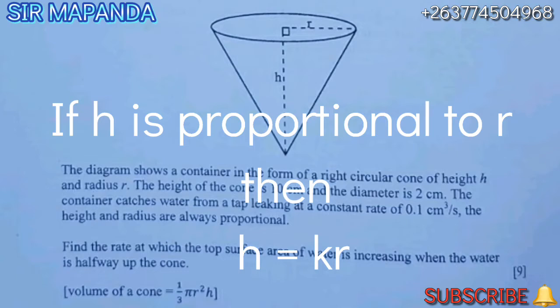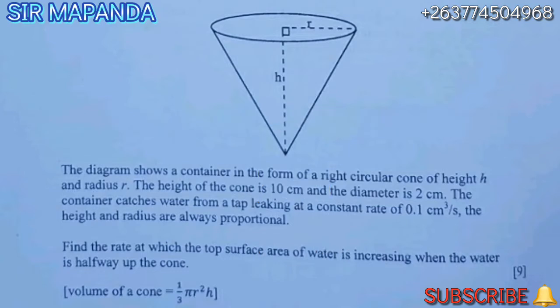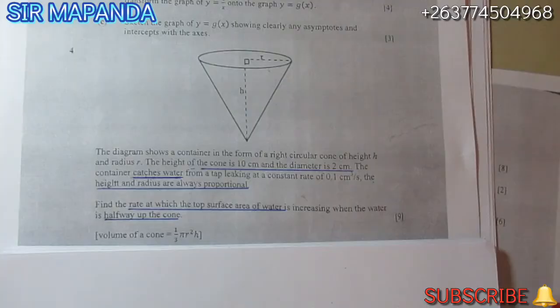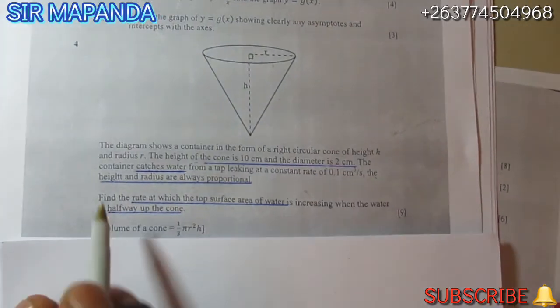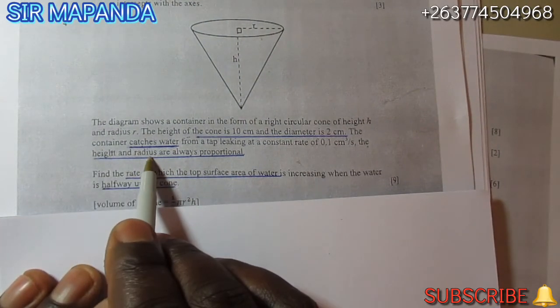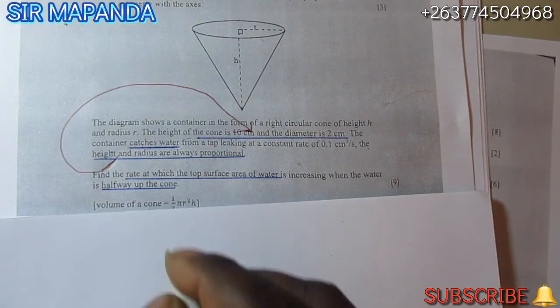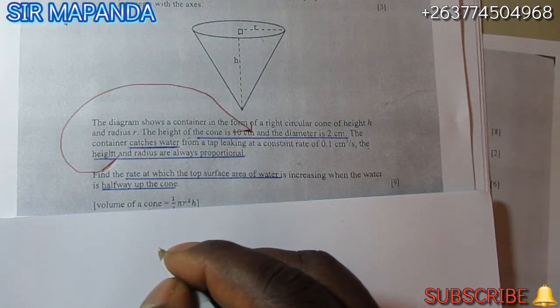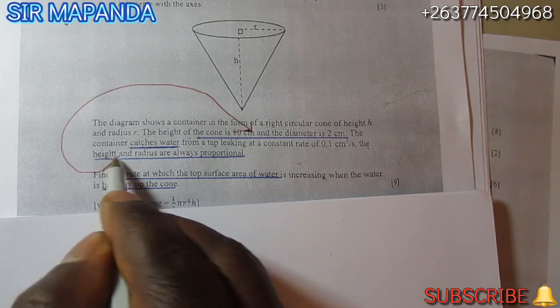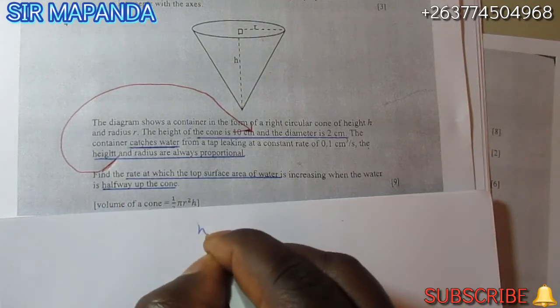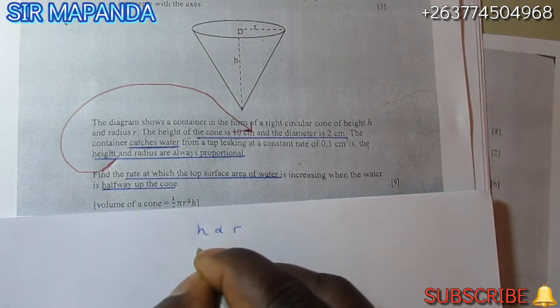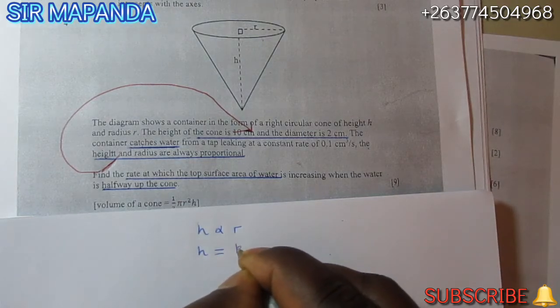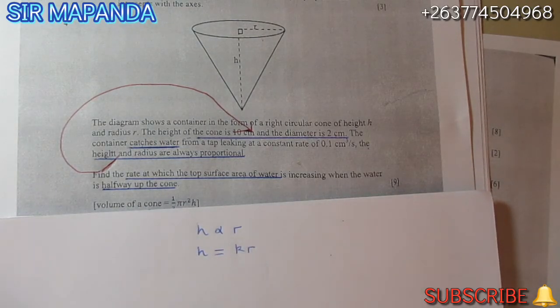Find the rate at which the top surface area of water is increasing when the water is halfway up the cone. 9 marks. Right. So, our starting point is: height and radius are always proportional. So, let us apply the variation concept. If height and radius are always proportional, it means h is proportional to r, then you put equal sign, then you multiply the right side with the constant of proportionality, which is k.